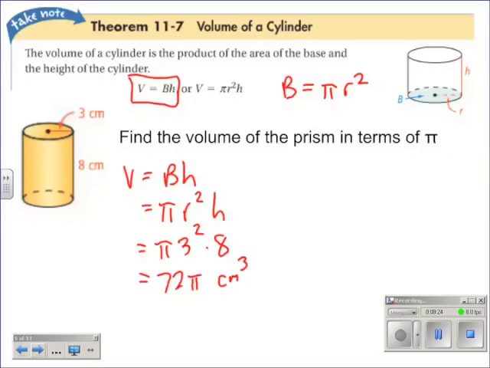And depending on what the question asks, whether it's finding the volume in terms of pi, which is what I've just done, or whether the question might say approximate your answer to the nearest tenth, that would just mean that we would multiply that 72 times pi to change our answer into its decimal form.